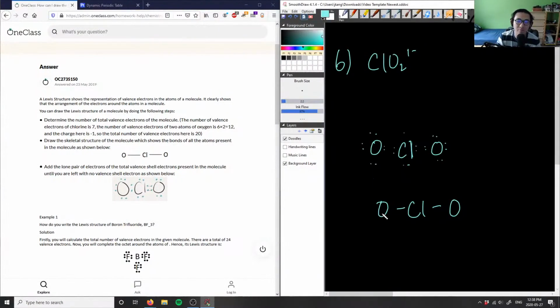So this 1 minus appears to be a whole charge. But in this case, it doesn't really matter to the extent of this question, and the solution here is correct. Because again, I have O bond Cl bond O, and these guys are sharing electrons here in the Lewis structure. So this solution here is correct.